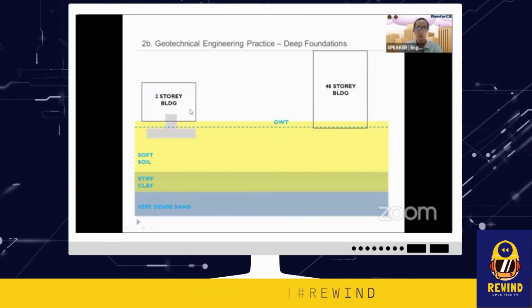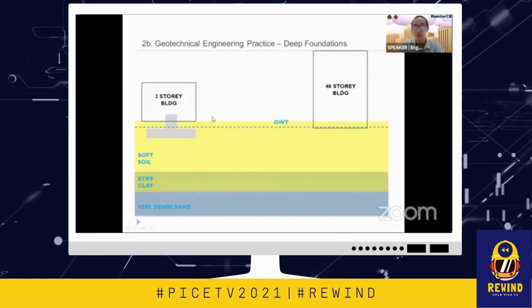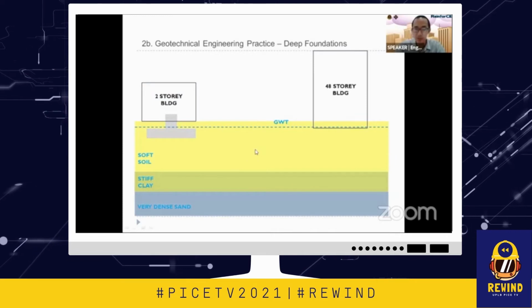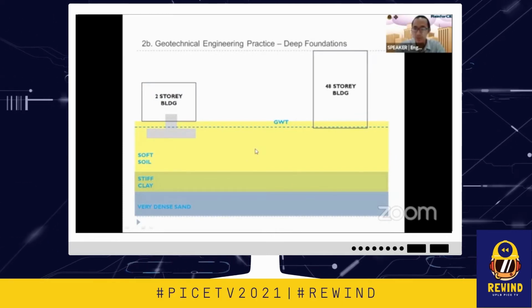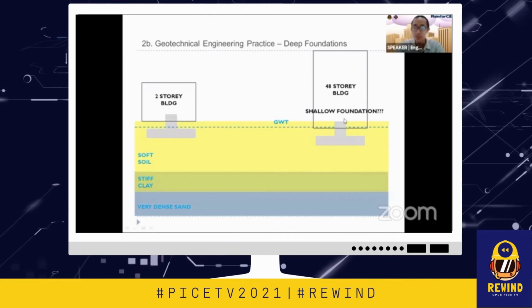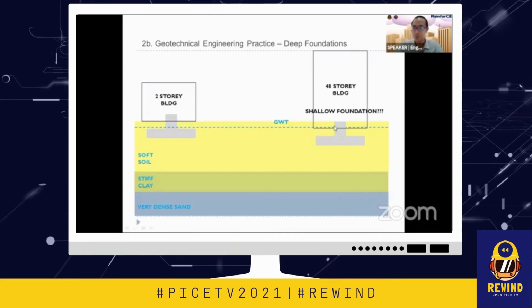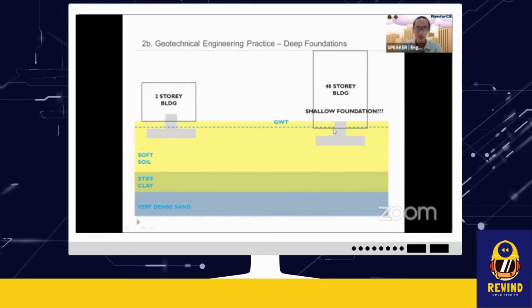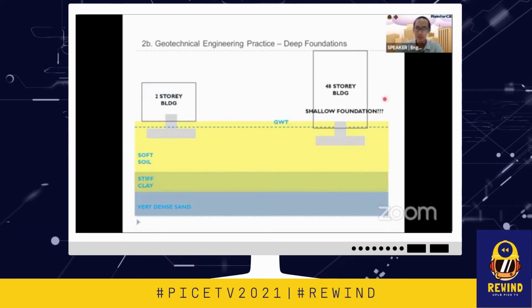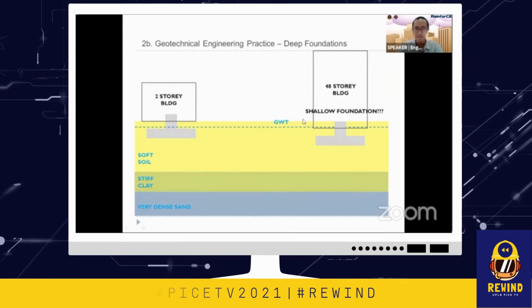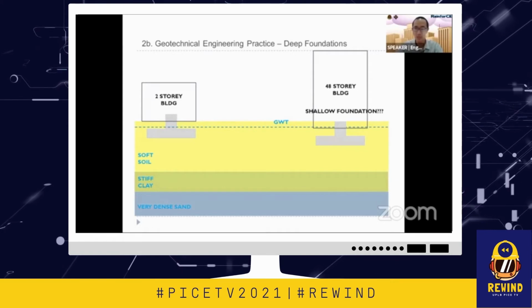Okay, so for the 2-story building, as mentioned a while ago, it is resting on shallow foundations. So how about the 48-story building? Will shallow foundations work? Would anyone from our audience care to answer? Do you think shallow foundations will work? This is a 48-story building, and do you think shallow foundations will work?